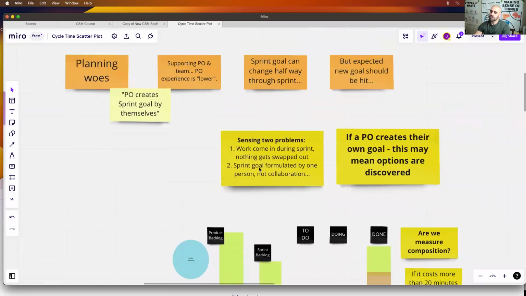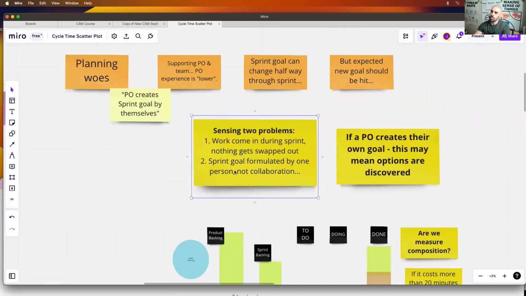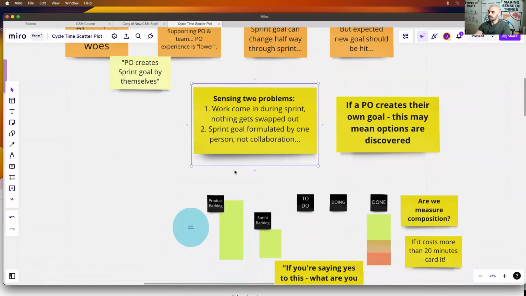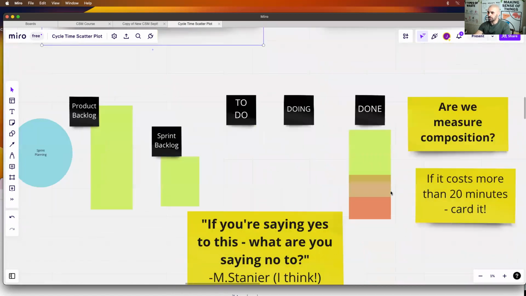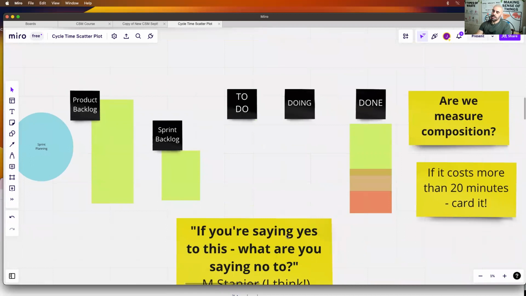So from the conversation, two things that we started to surface was work is coming into the sprint and nothing is getting swapped out. Now, that is obviously a problem. So what we said was, are we measuring the composition? If you measure the composition of the work in done, we can quickly find out where our time is being spent and if we're being overloaded, right?